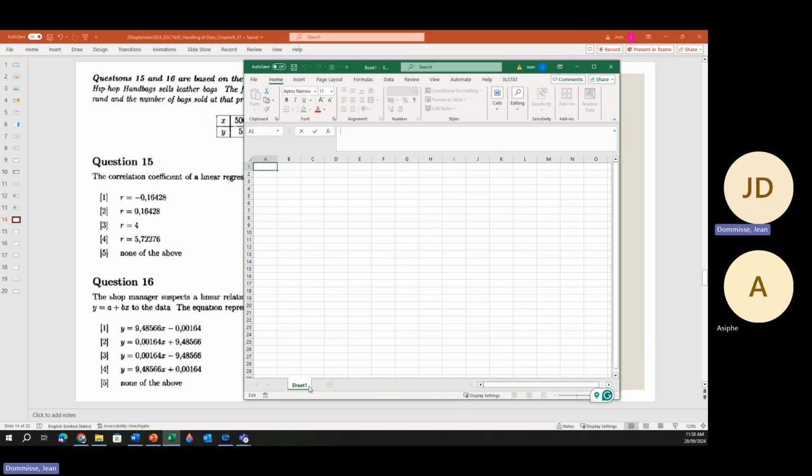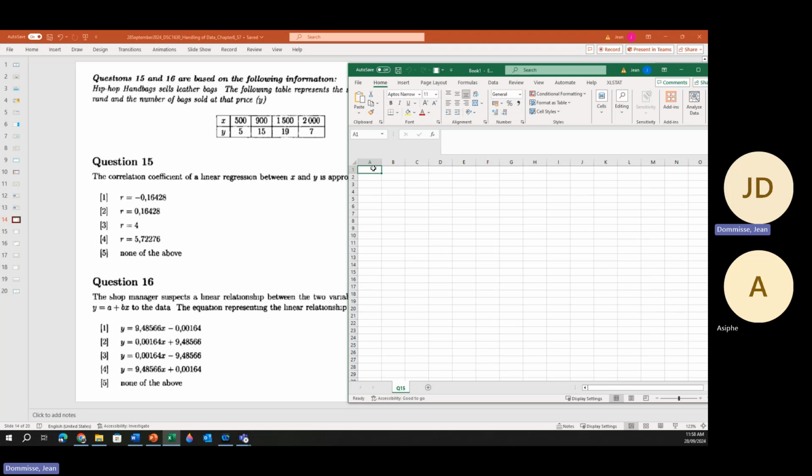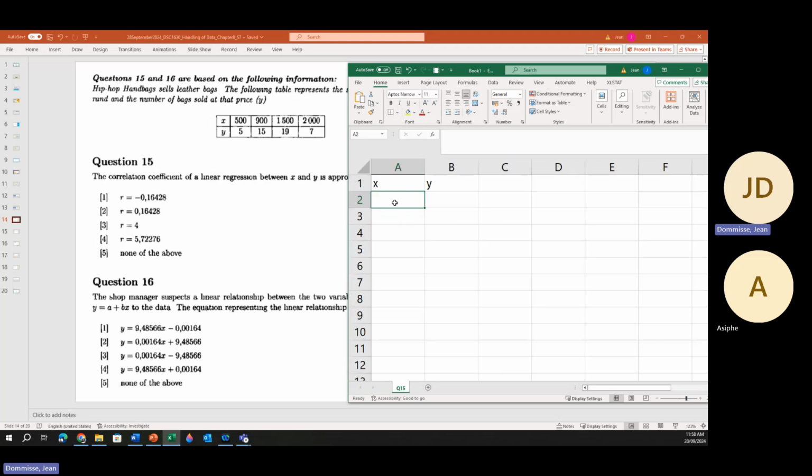What I will also do is share this one with you so that you can use it when it is already pre-populated. So let's look at, we've got X and Y values. I will make it a bit bigger. X is 500, Y is 5, X is 900, Y is 15, X is 1500, Y is 19, X is 2000, Y is 7.